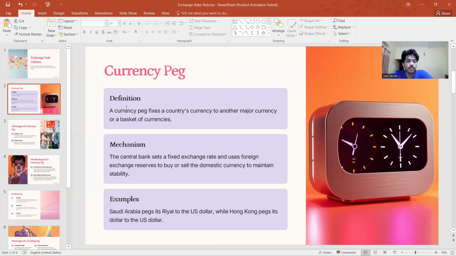The definition of currency peg: a currency peg fixes a country's currency to another major currency or a basket of currencies. So, it matches to the currency of another major country. Mechanism: the central bank sets a fixed exchange rate and uses foreign exchange reserves to buy or sell domestic currency to maintain stability. Example: Saudi Arabia pegs its riyal to the US dollar, while Hong Kong pegs its dollar to the US dollar. So, mainly, most of the countries use the US dollar as a major currency peg, as the US dollar is globally accepted.